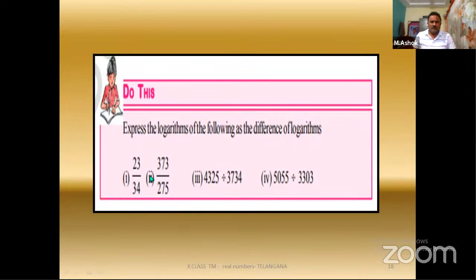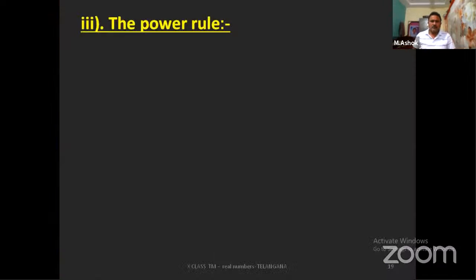Here we have 4 sums, 4 bits. This is homework for you. Express the logarithms of the following as the difference of logarithms. For example, take this one. Log 5055 by 3303. What is the answer? Log 5055 minus log 3303. Okay, this type of question will come in part B, so you have to practice all these. Very easy. Now move to the next rule, that is the power rule.